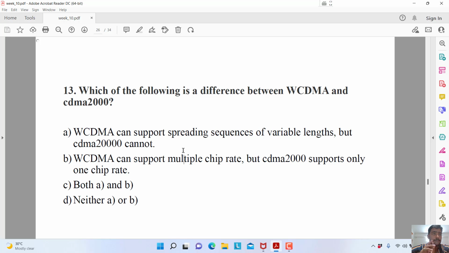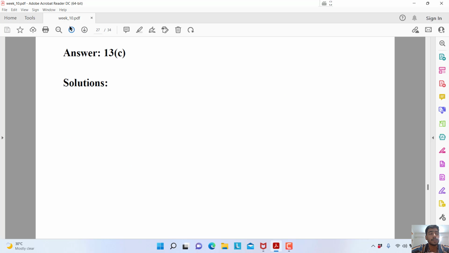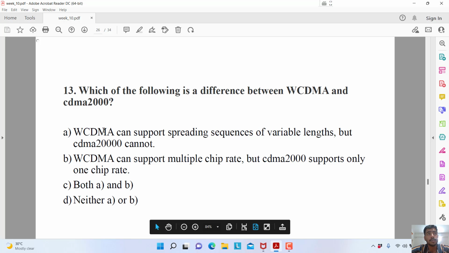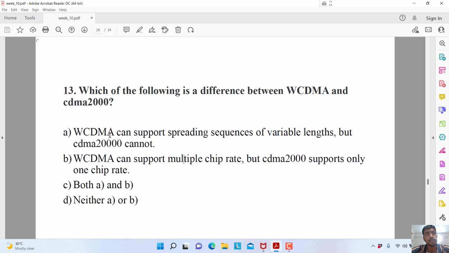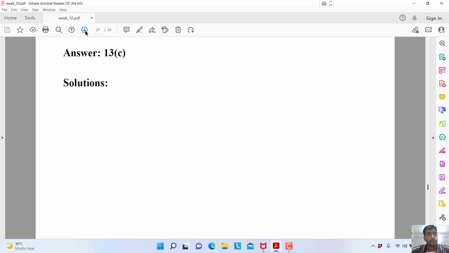So, major differences: C is the right option. Basically, WCDMA can support spreading sequences of variable length, but CDMA 2000 cannot. WCDMA can support multiple chip rates, but CDMA 2000 supports only one chip rate. This is a major advantage of WCDMA. So C is the right answer.